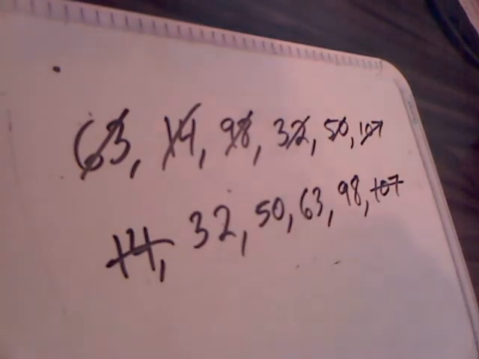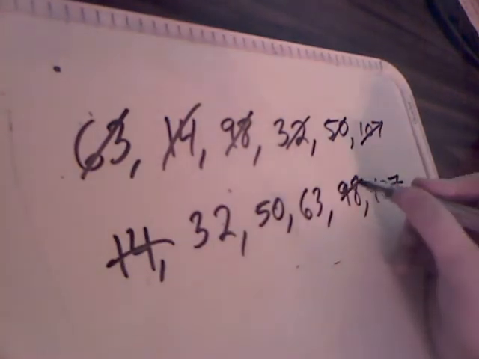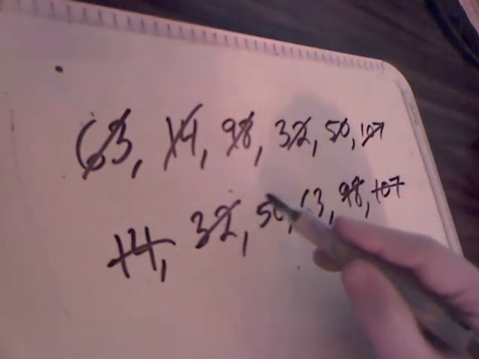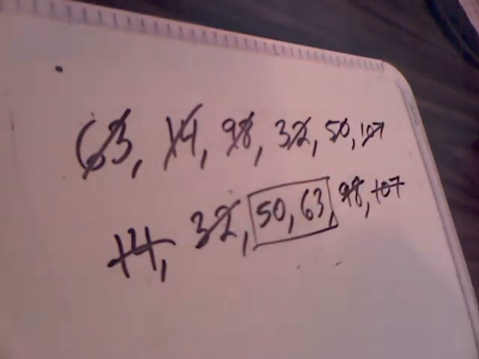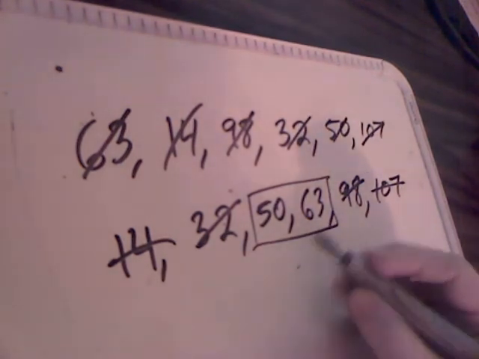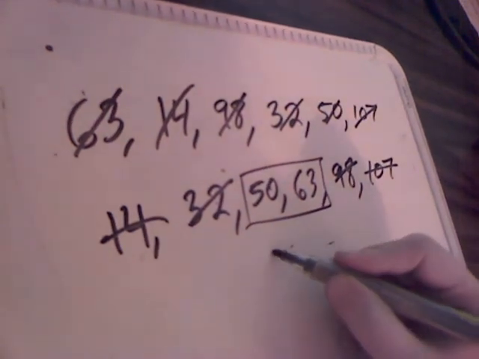107 and 14 can both go. 98 and 32 can both go. And now I'm left with two numbers in the middle. We can't have two numbers for the median. So what we're going to do is add them up and divide them. We're going to add up 50 and 63. We're going to find the mean of these two numbers.